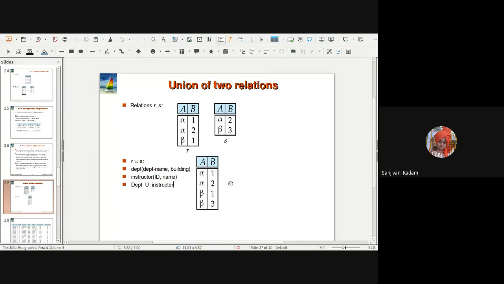So then we can say that these two relations are not union compatible. Union compatible means the same number of columns should be there and the respective domains of these columns should be same.